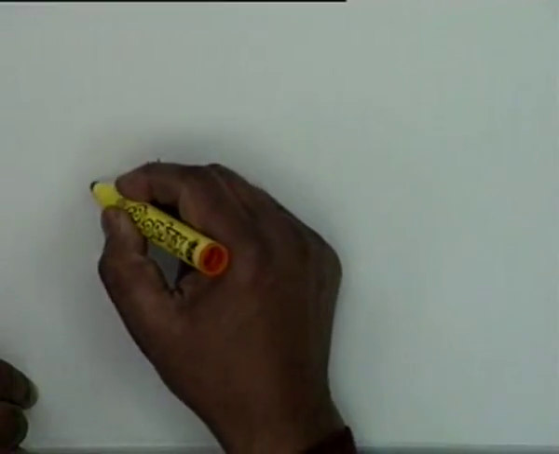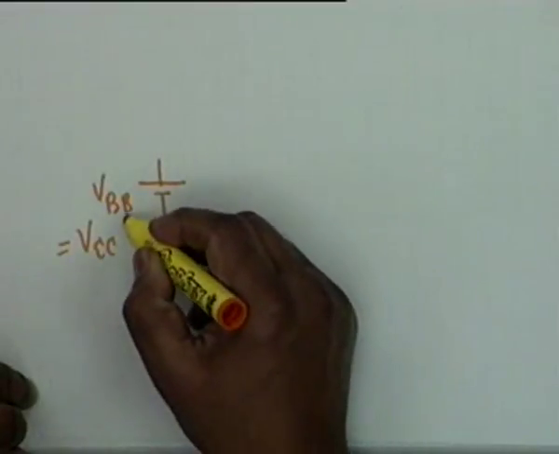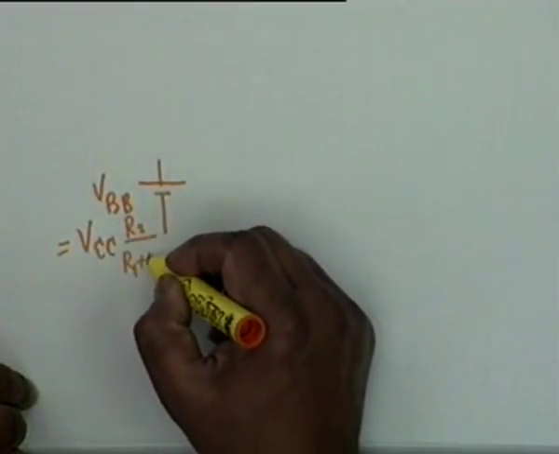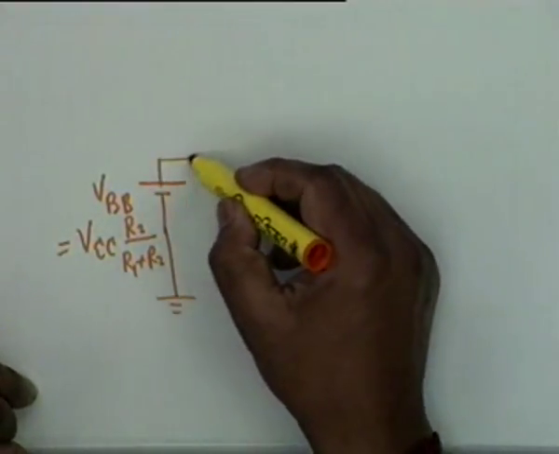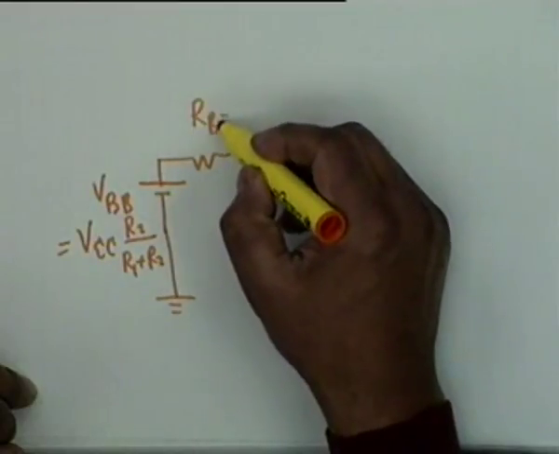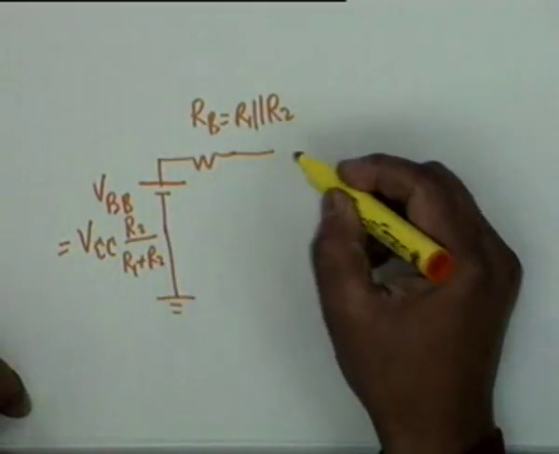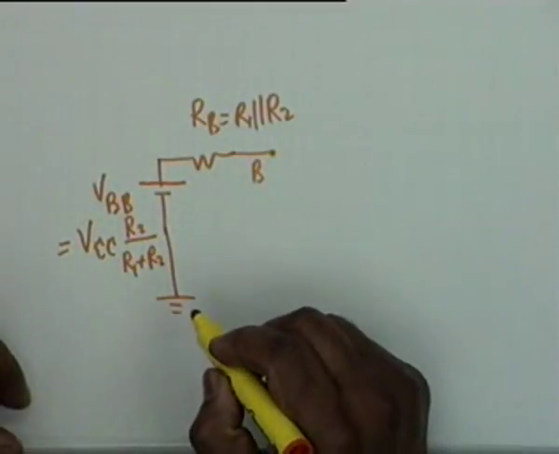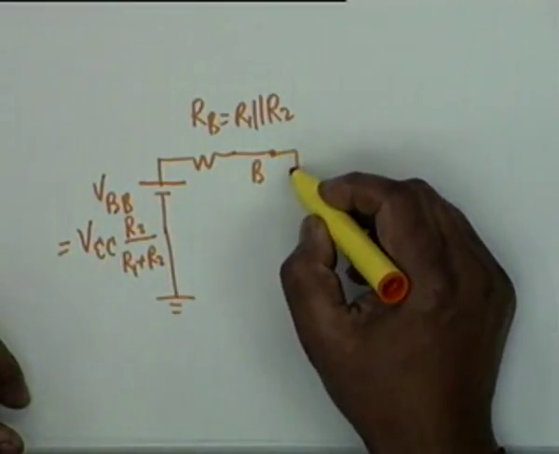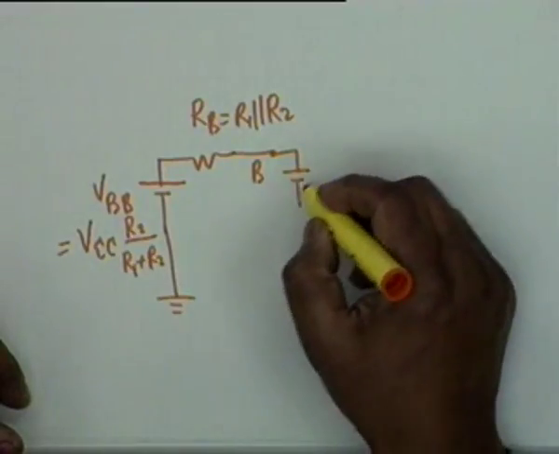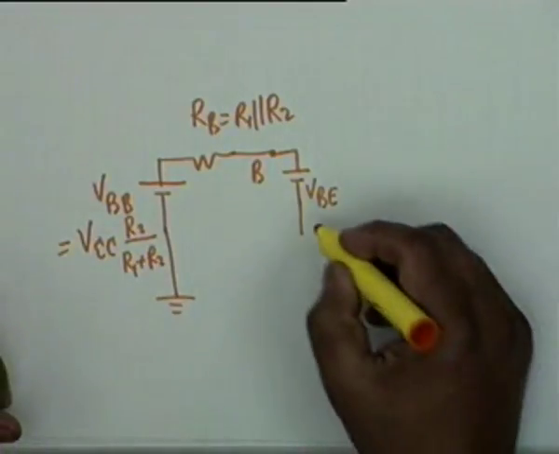then my equivalent circuit shall be VBB, which is equal to VCC times R2 divided by R1 plus R2. This is the Thevenin source. Then a resistance R sub B, which is R1 parallel R2. Then we come to the base terminal. From the base to the emitter, in the active region, you know there is a drop of 0.7 volt. So, let us call this VBE, 0.7, the numerical value will come later.